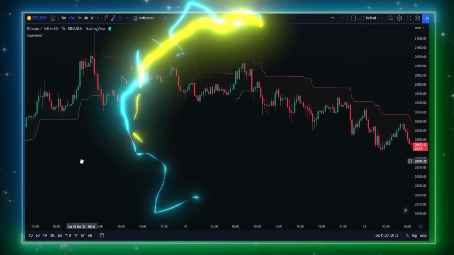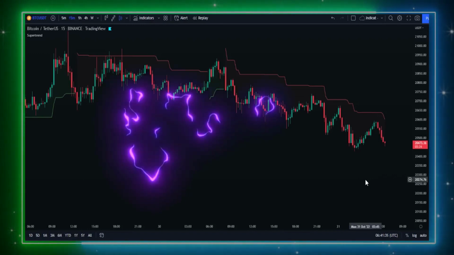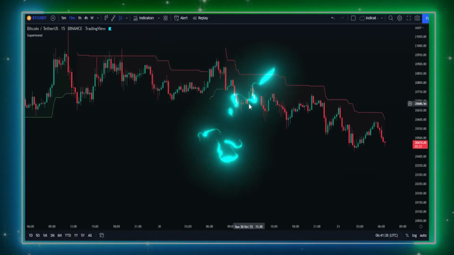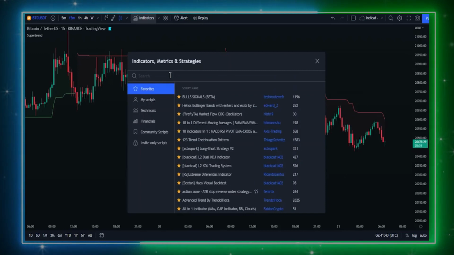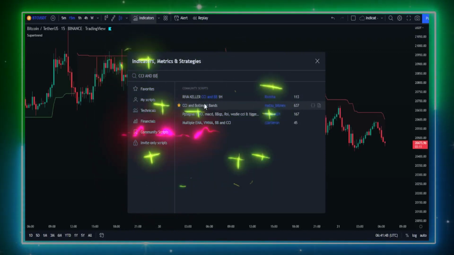But the question remains, how do we find the best of these opportunities, and how do we take advantage of them? To find out, we head to the indicators box again. In the search field type CCI and BB, and choose this indicator, which is created by BitMEX.